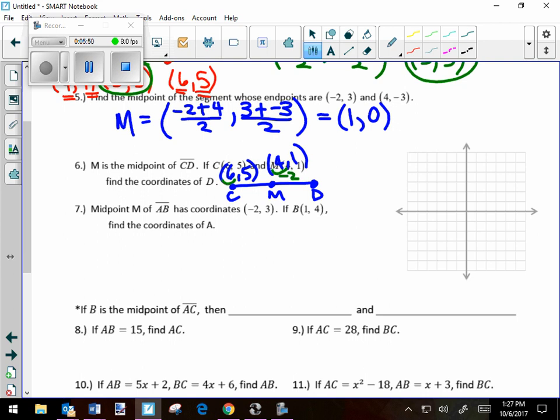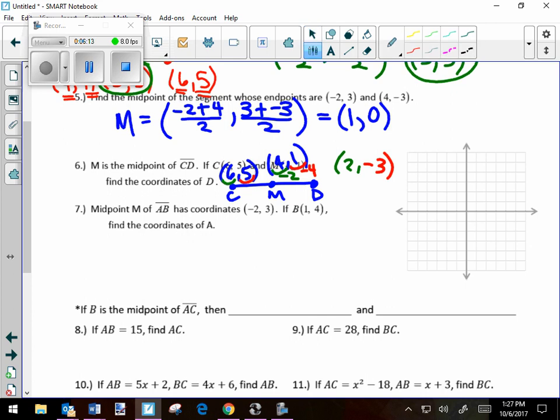So if I do another minus 2 to the 4, I get 2. If I look at the 5 and the 1, from 5 to 1, I minus 4. If I do 1 and minus another 4, I'll get negative 3. So I look at what happened between the first endpoint and the midpoint, and then I keep it consistent and do the same exact thing.